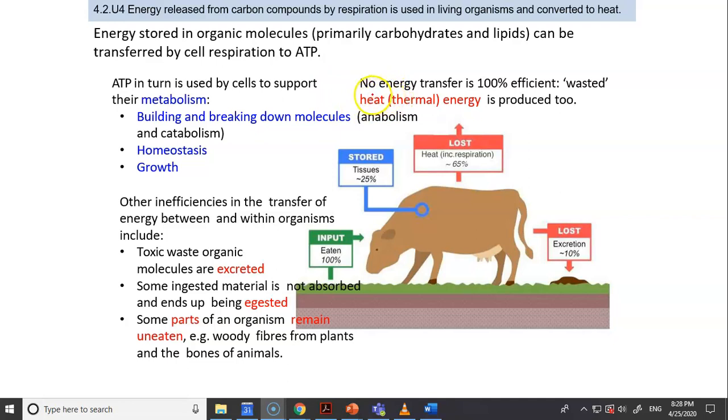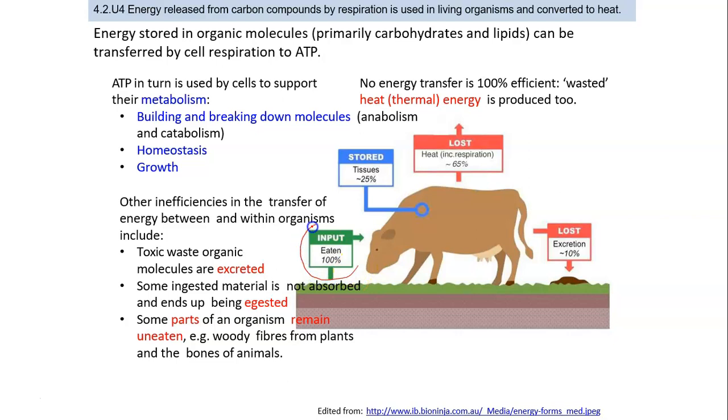But the thing is, the energy transfer from the glucose to ATP is not 100% efficient, in a way that there is some heat loss and other energy in different forms that has been lost. Here is a very nice picture and diagram. The input of the energy here is 100%, because this cow is eating 100% from the producers, or from the plants.